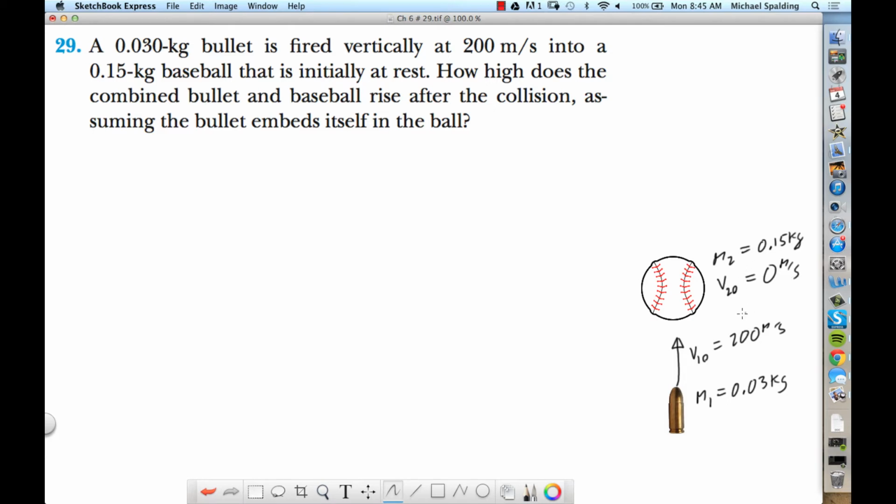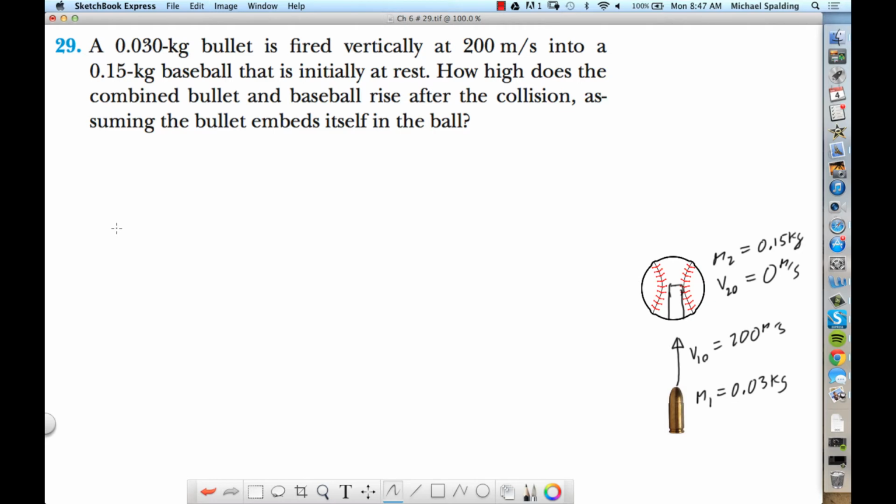How do we know it has to be inelastic? Well, the bullet's going to rip a hole in the baseball. Does that take energy to rip a hole into a baseball? Yeah. Where's that energy going to come from? The initial kinetic energy of the bullet. So we're going to lose kinetic energy in the collision to deforming the baseball. And if the problem doesn't say elastic or inelastic, assume it's inelastic.